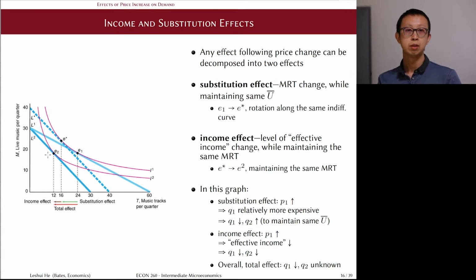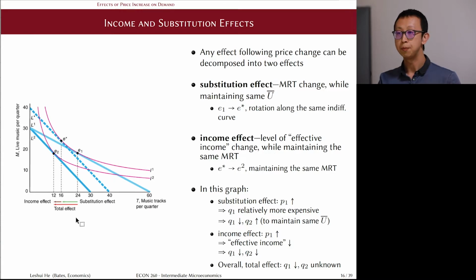Combining these two effects together, the total effect is that Q1 decreases for sure, and Q2 may increase or decrease depending on which effect is stronger. Here on the graph, we see that Q2 perhaps decreased a little bit compared to the coordinates at E1, suggesting that the income effect probably dominates the substitution effect, which raises the demand for good 2 in this case. And because overall the effect on good 2 is a decrease, it must mean that the decrease from the income effect for good 2 overwhelms that substitution effect that increased demand for good 2.